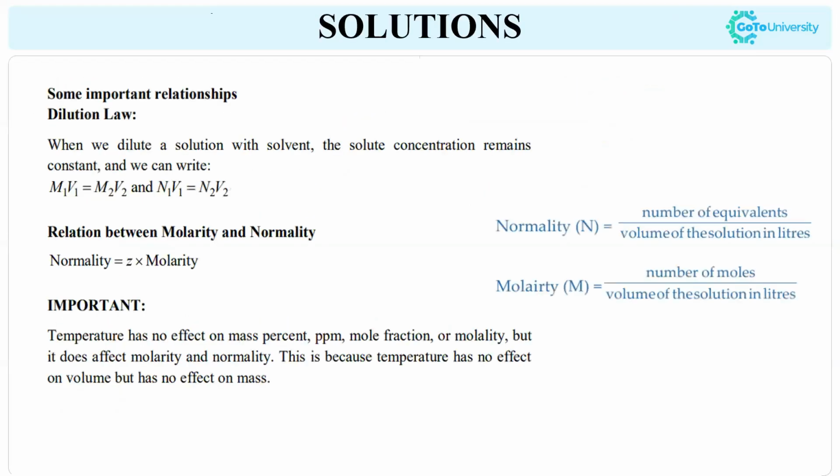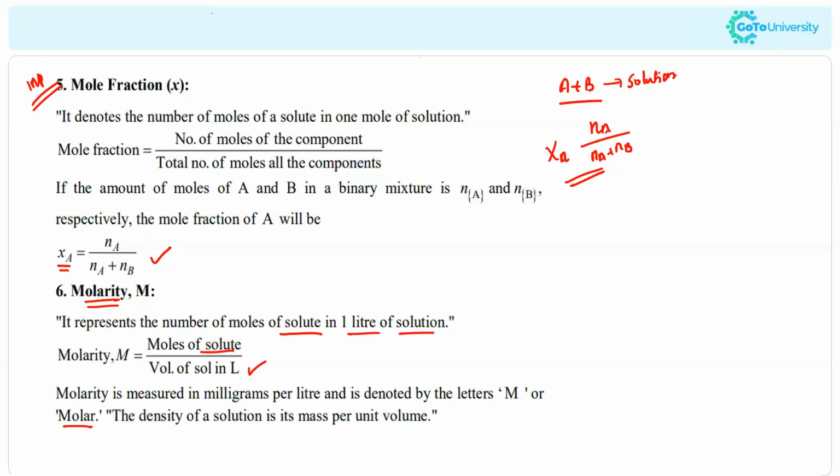Now, these are the important methods to express the concentration. We have molality as well. Molality is the number of moles of the solute present in 1 kilogram of the solvent. Molarity means number of moles of solute divided by total volume of the solution. So molality, that is M-O-L-A-L-I-T-Y, okay. Molality means the number of moles of solute present in 1 kilogram of the solvent.